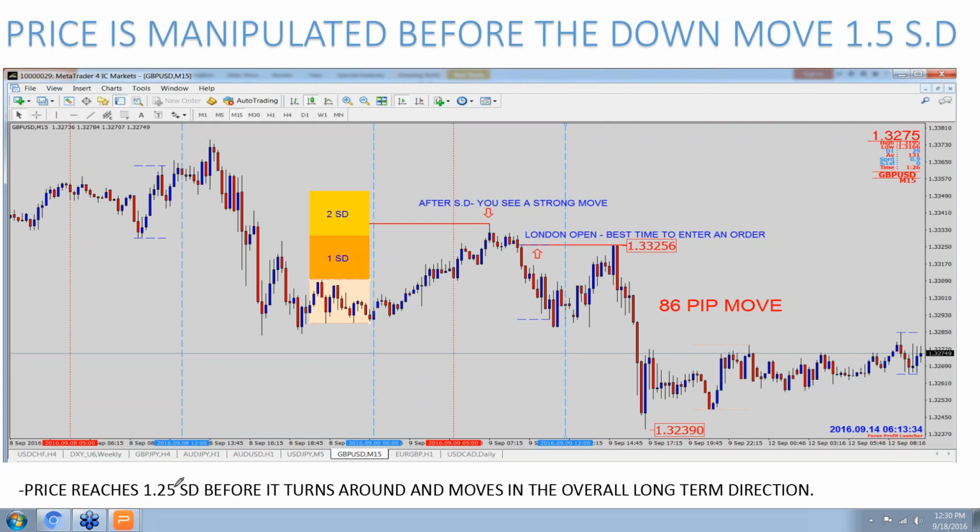So price reaches 1 1/4 standard deviations before it turns around and moves in the overall long-term direction of a bearish trend. So I'm going to be showing you guys some more examples of this as we go on.